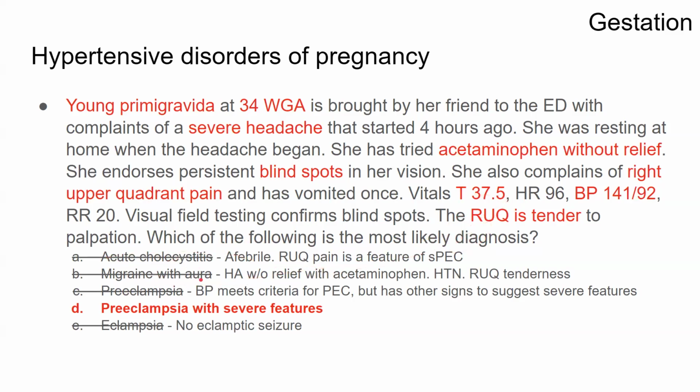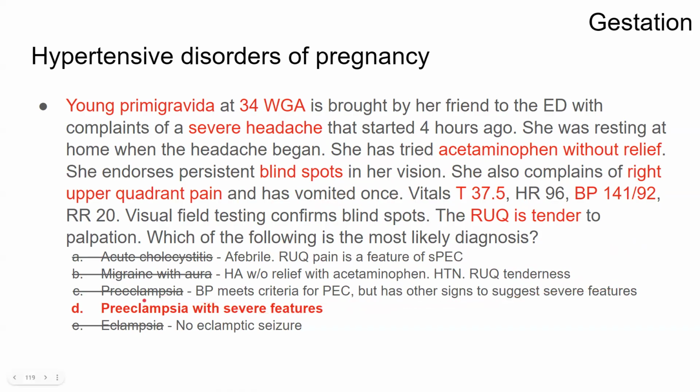Migraine with aura: I kind of tried to trick you with a migraine with aura, because there are blind spots and then a headache that's really bad, with nausea and vomiting. Specifically, another thing that can lead you in the direction of preeclampsia with severe features is that she has this headache without relief with acetaminophen, and she's also hypertensive and has right upper quadrant tenderness. So all of these features together are more consistent with preeclampsia with severe features, as opposed to coincidentally having hypertension and also cholecystitis and also a migraine with aura. All these features together are arrows that point towards preeclampsia with severe features.